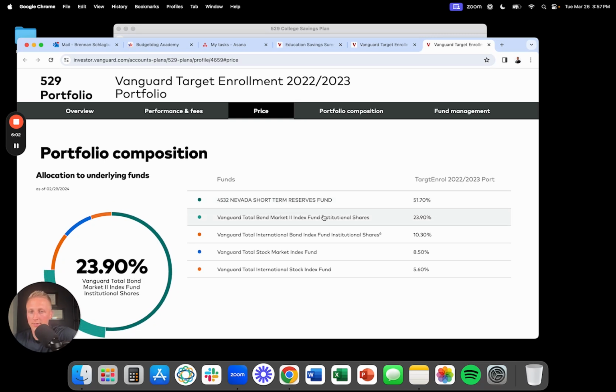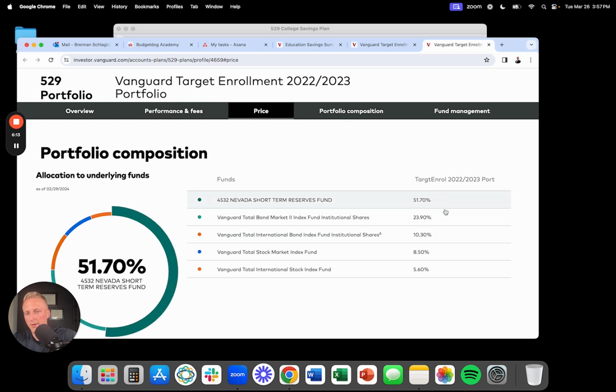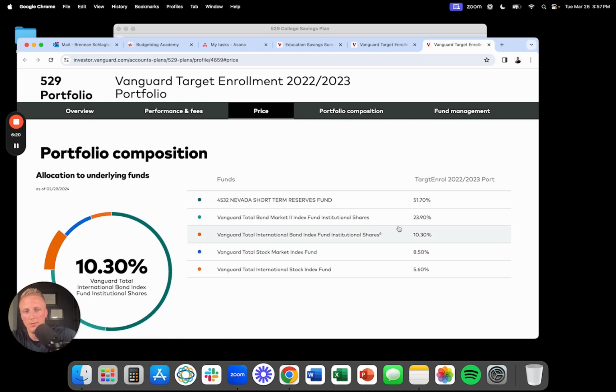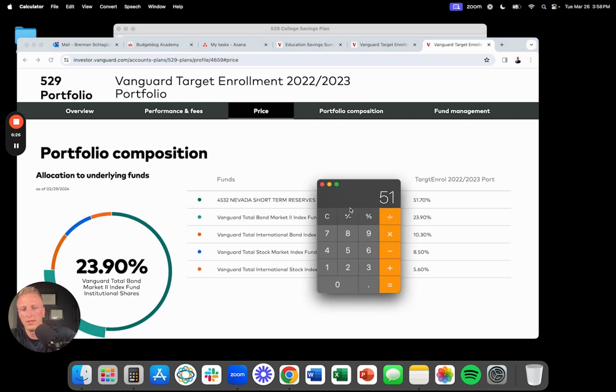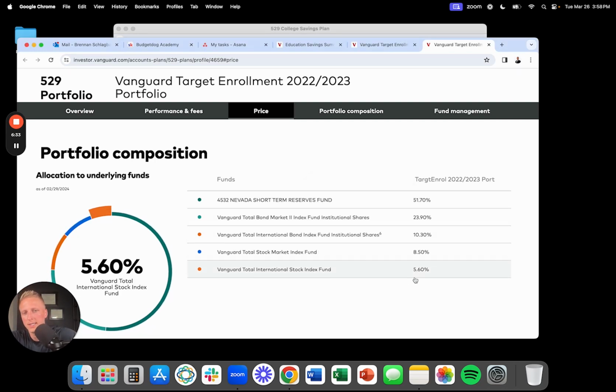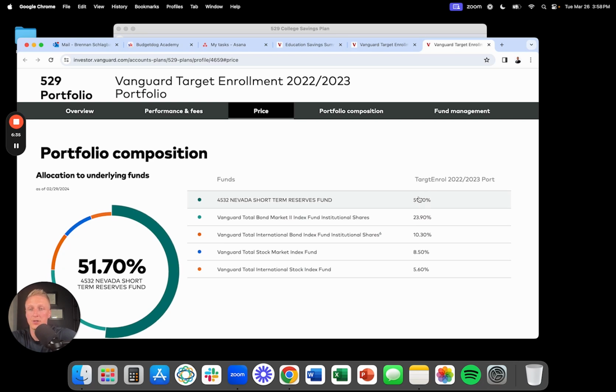You have bonds of 23, you have international bonds of 10, and then you have the stock market index and the international index of like 8 and 5. So let's call this 14%, and let's call the remainder 86% is essentially what we're looking at. So if we added this up, 51 plus 23 plus 10, let's call it about 86% or 84%, right? So yeah, 84%. So we're an 84-16 split with half of our portfolio essentially not invested. It's in a short-term reserve fund. It's literally cash essentially, right?